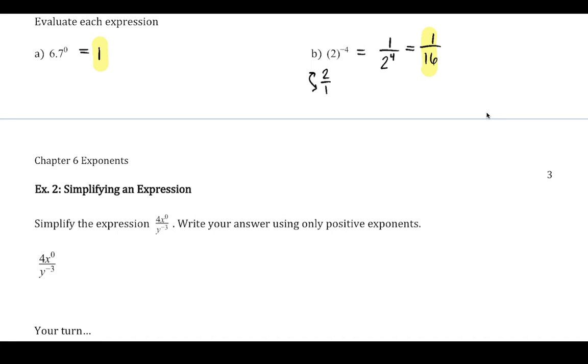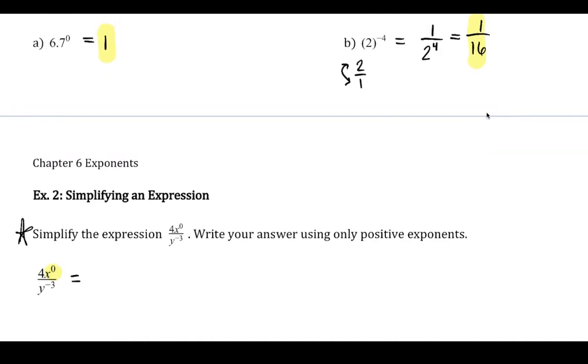And then for the next example, just simplify an expression. It says simplify the expression 4x to the 0 over y to the negative third. Write your answer only using positive exponents. So we can do this in a few different steps. I know that anything raised to the 0 power is 1. So first I can simplify that x to the 0 power.